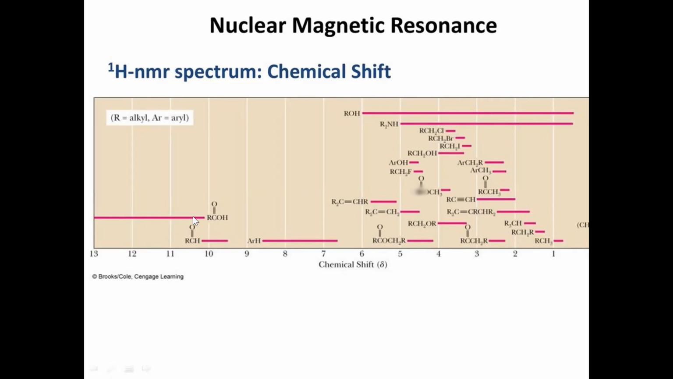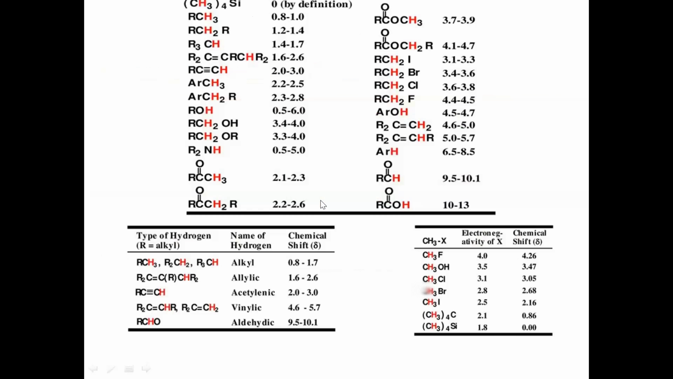Suppose in your NMR spectrum an acid peak is present. Acid peaks appear in the region of 10 to 11, and aldehyde will appear in 9 to 10. By this you can interpret the NMR spectra. Now come to the second slide, sorry for that.